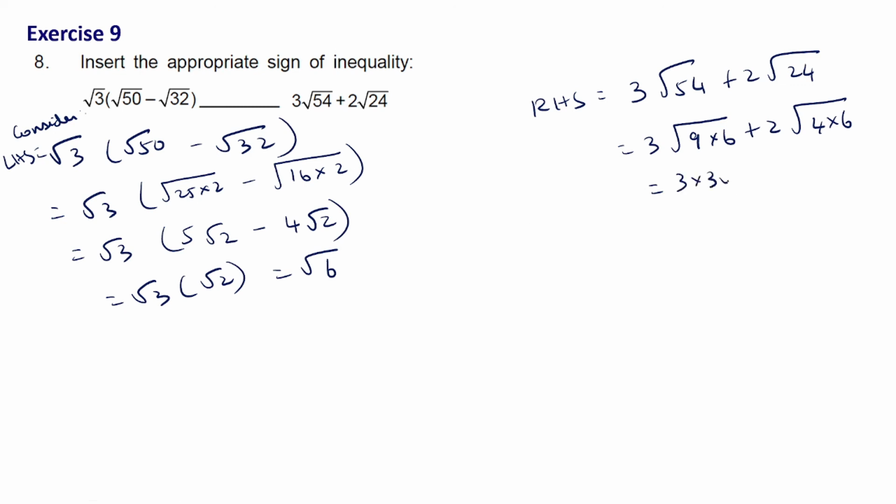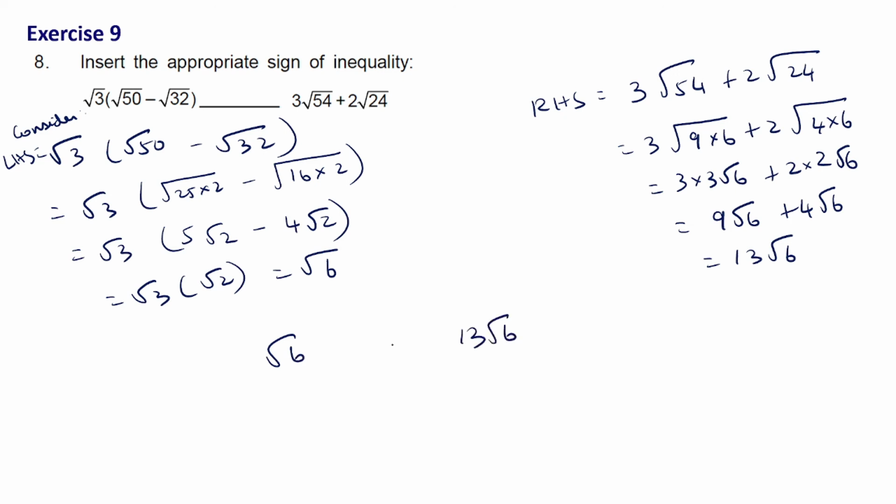So it is 3 into 3 root 6 plus 2 into root 4, which is 2, so it is 2 into root 6. So this is 9 root 6 plus 4 root 6, which is 13 root 6. So this means the left hand side is root 6 and the right hand side is 13 root 6. It means root 6 is less than 13 root 6. So the appropriate sign is the less than sign.